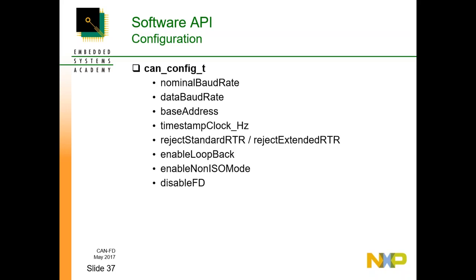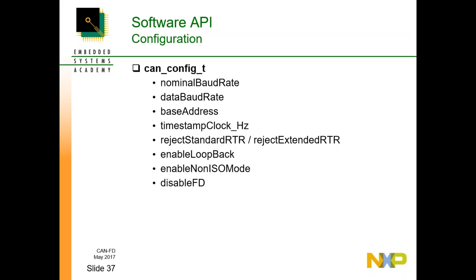Timestamp clock hertz is the desired speed of the clock in hertz that generates the transmit and receive timestamps. A value of 0 disables timestamping if it's not required. The possible range of values is limited by the clock configuration used for the CAN controller. Reject standard RTR and reject extended RTR are Boolean settings to specify whether remote transmit requests will be accepted, and this is for classical CAN mode. Enable loopback is a Boolean setting to enable or disable loopback mode, used for testing.